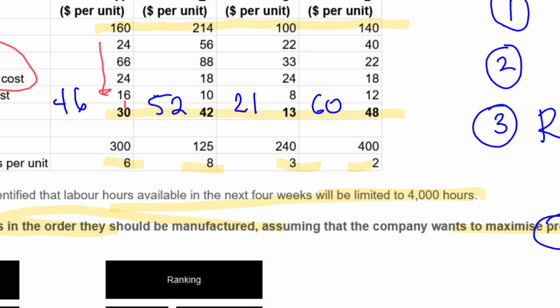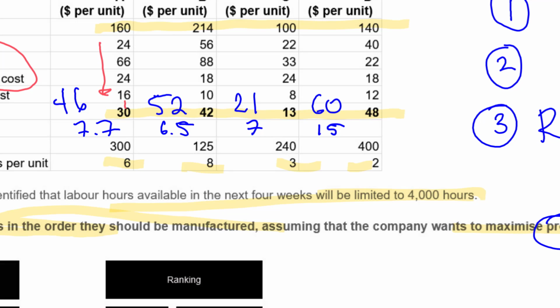And we get 46 divided by 6. That comes to 7.7, rounding off. 52 divided by 8, that comes to 6.5. 21 divided by 3, that comes to 7. And 60 divided by 2 is 15. Okay, so that's contribution per labor hour is what we've just calculated.